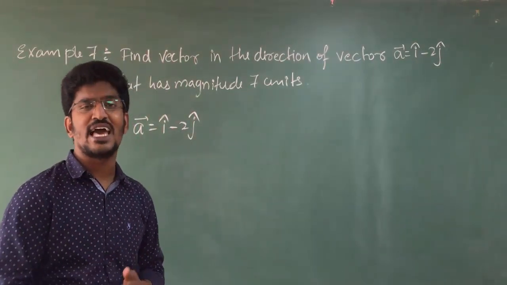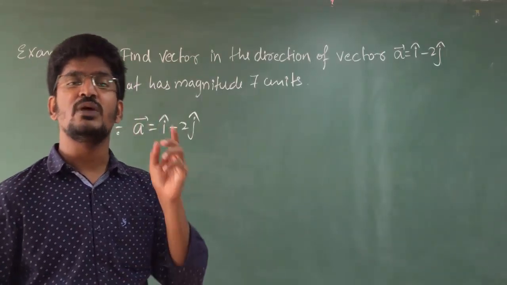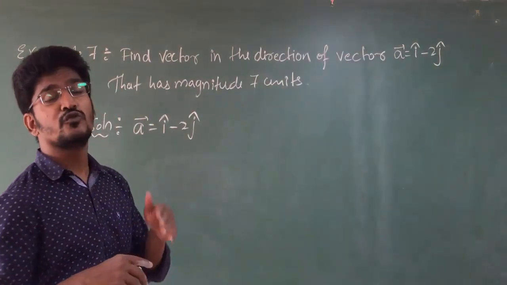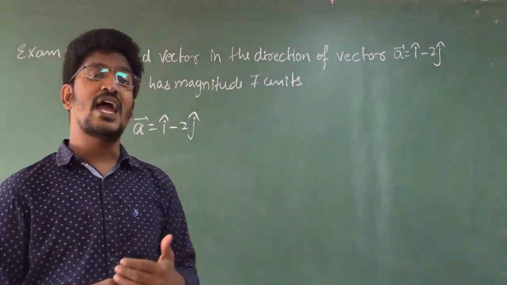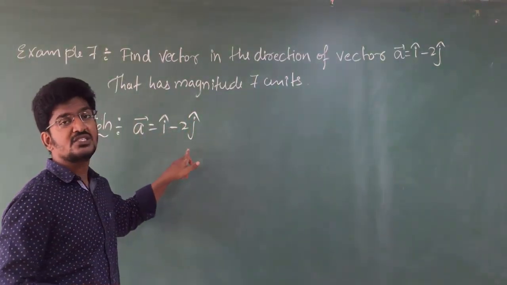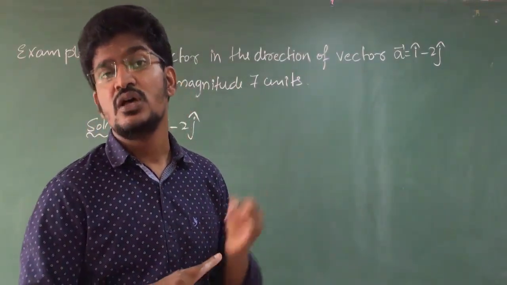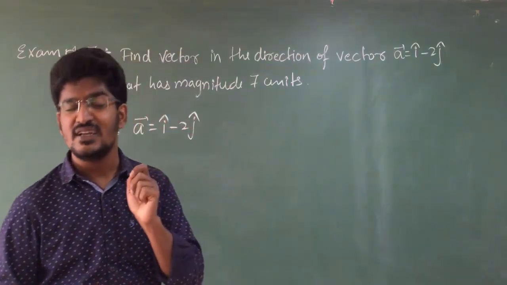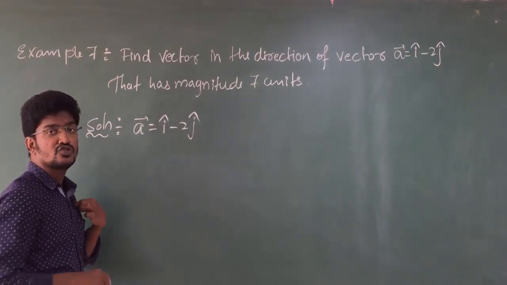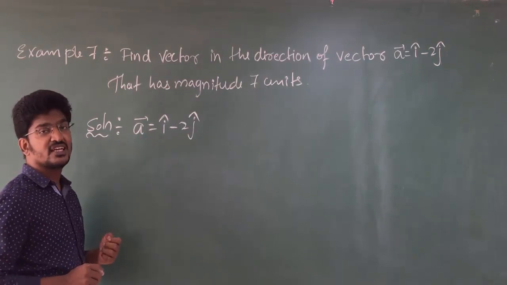Clear? Previously we solved a unit vector problem. In that, if you calculate the magnitude of A cap, the magnitude will be 1. In the same way, here they are asking to find the new vector with magnitude 7 units in the direction of i cap minus 2j cap. They have given the direction, they have given the magnitude. Now you have to solve what that vector is. Clear? Okay. So my dear students, here you have to solve for the vector with 7 units. No problem. In which direction? In the direction of vector A.